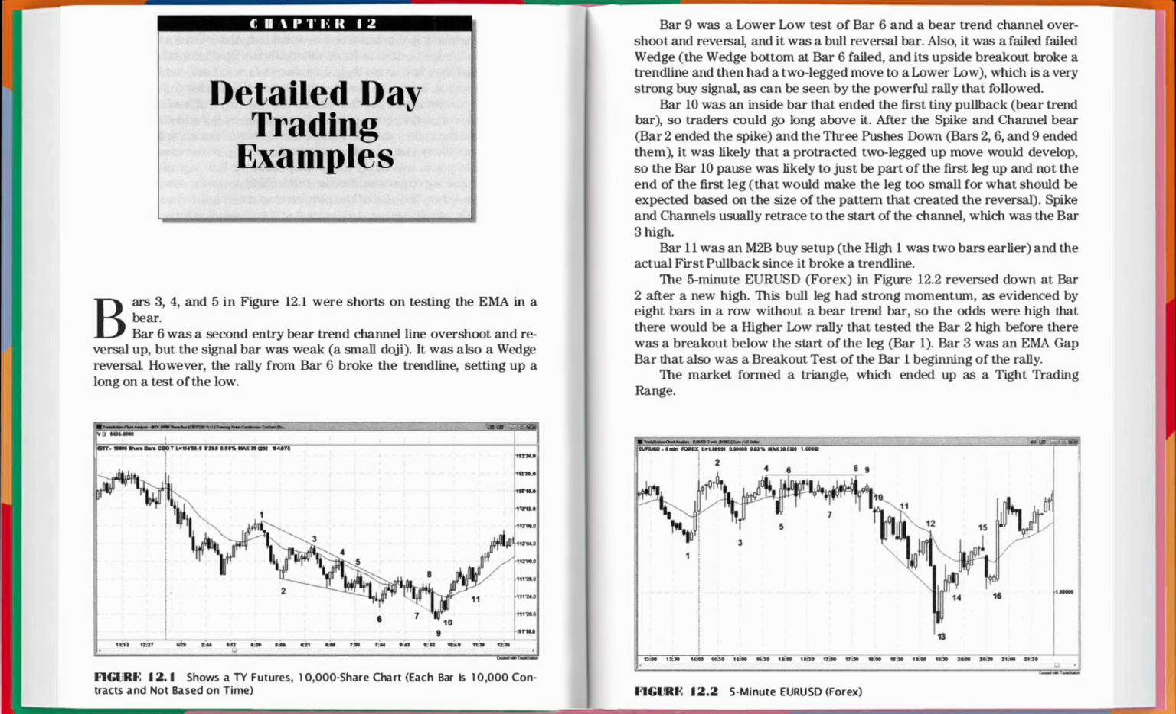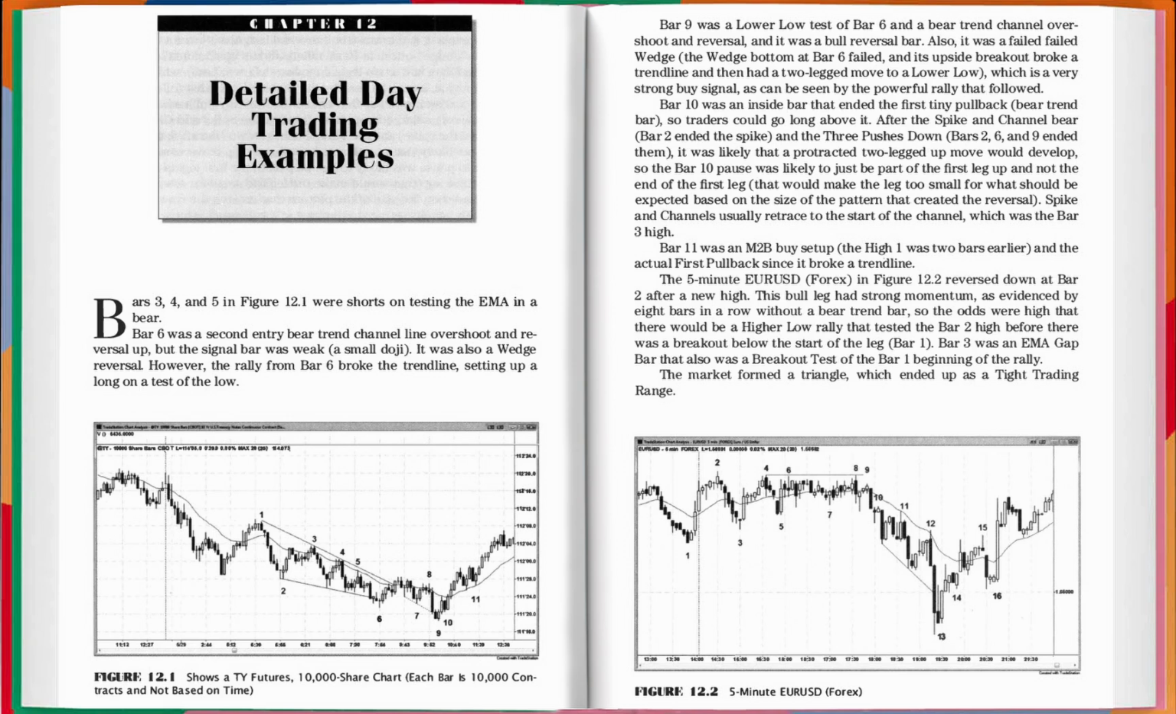Bar 10 was an inside bar that ended the first tiny pullback bear trend bar, so traders could go long above it. After the spike and channel bear, bar 2 ended the spike, and the 3 pushes down, bars 2, 6, and 9, ended them. It was likely that a protracted two-legged up move would develop, so the bar 10 pause was likely to just be part of the first leg up and not the end of the first leg. That would make the leg too small for what should be expected based on the size of the pattern that created the reversal. Spike and channels usually retrace to the start of the channel, which was the bar 3 high.